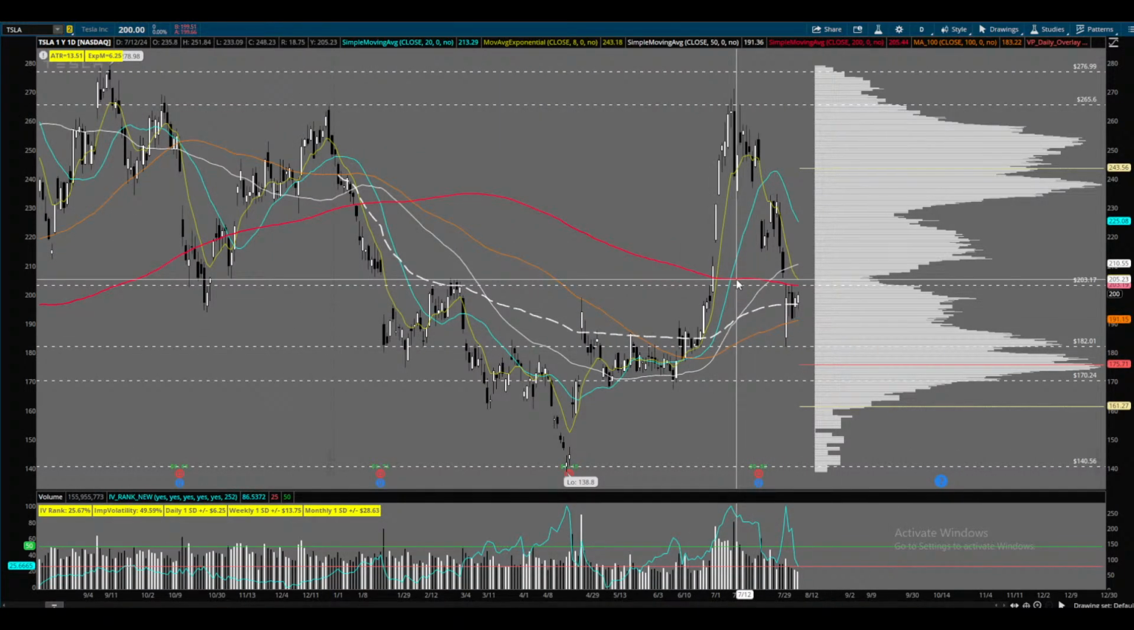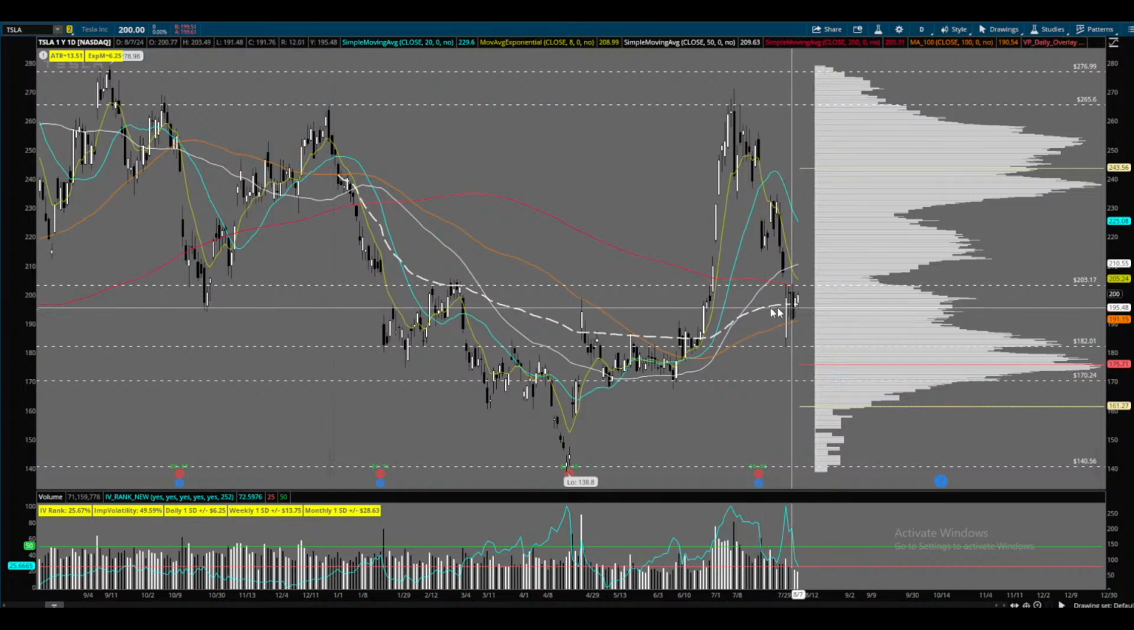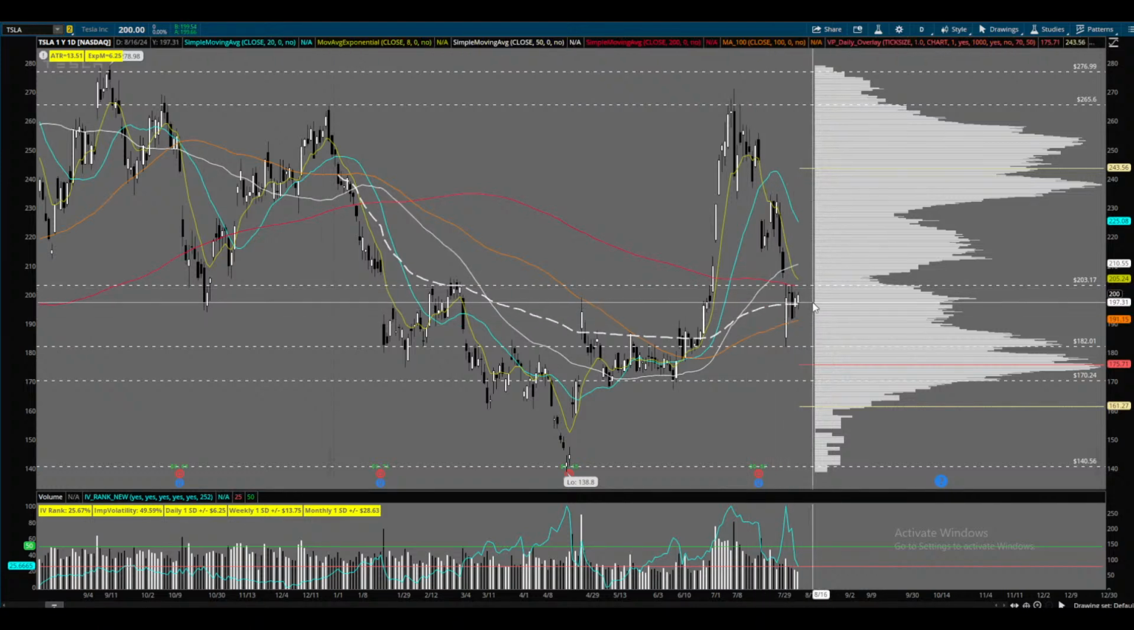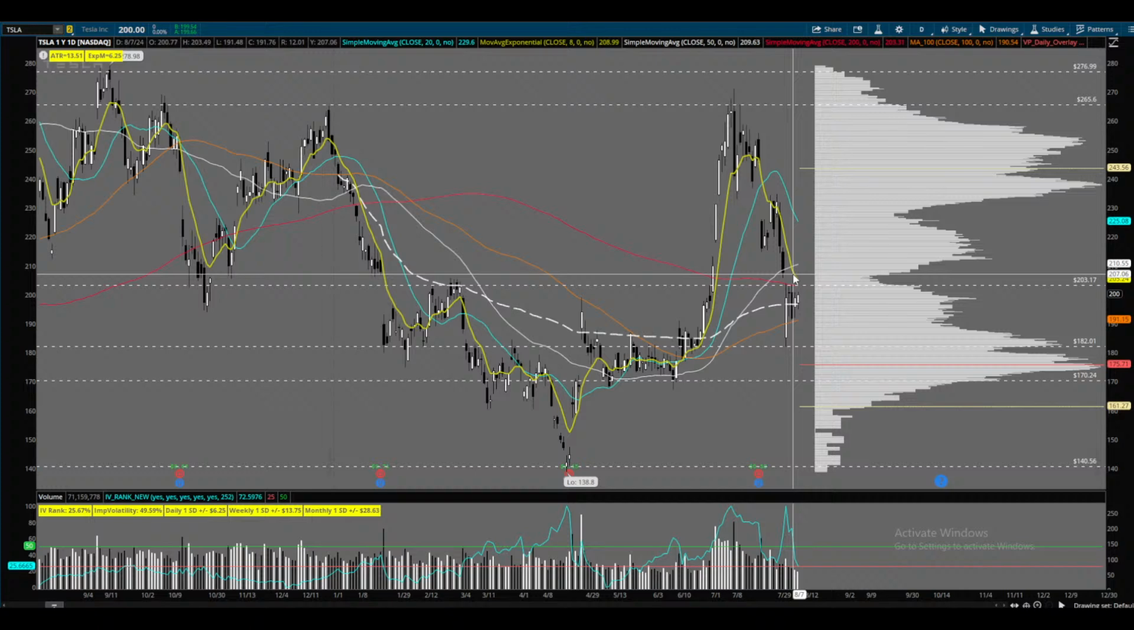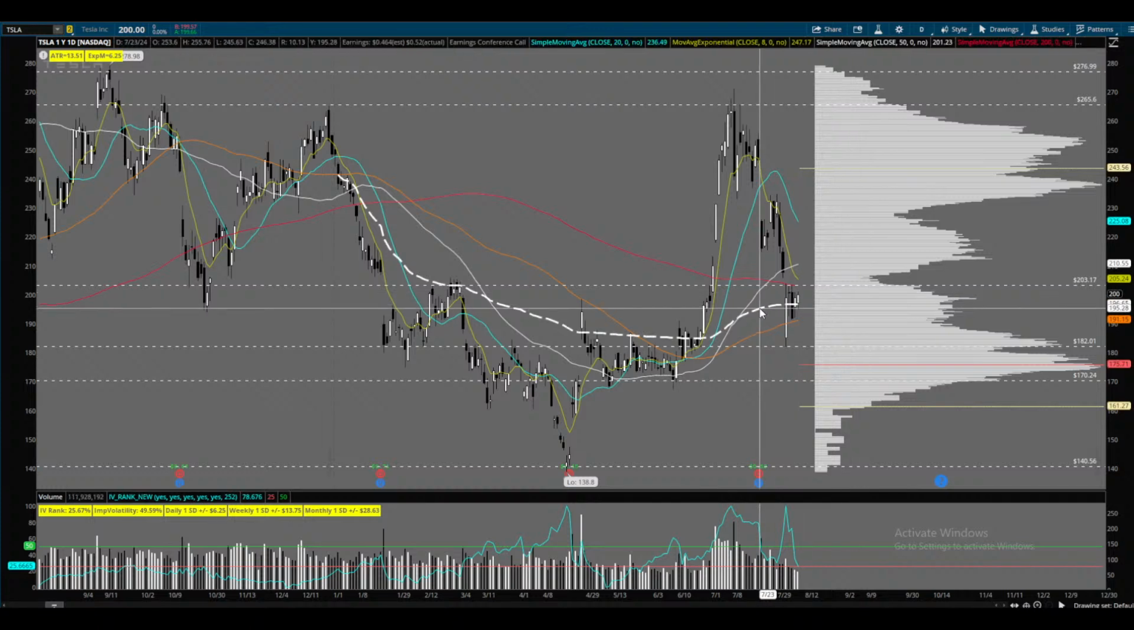Tesla is right at the year anchored VWAP for the year, in the middle of this crap. It's just in between the 100-day and the 200-day, touching the year-to-date VWAP, below the 50-day. It's just garbage. It doesn't know what it wants. Will it eventually make a big move? Yeah. But just let it lead you to what it's going to do.